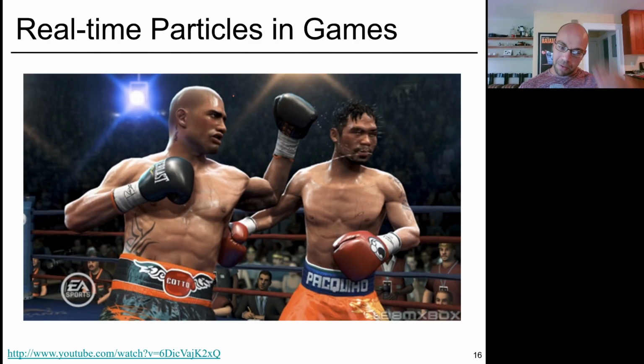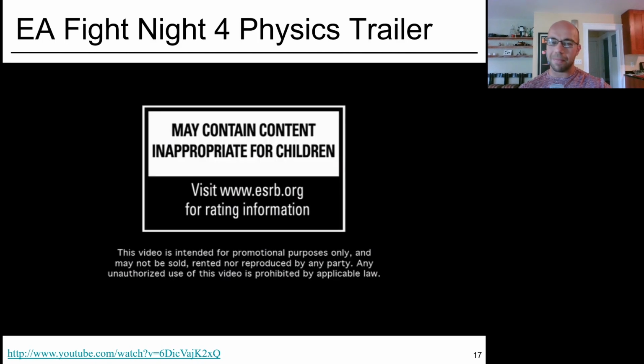Particles are used all over the place in video games. For instance, I think one of the more obvious places where you see them is in boxing games. You hit the character and fluid comes out of their mouth and so on, a little gratuitously if you ask me. But you can see the particles in the particle system, for example, in this EA game. So let's watch a tiny bit of their trailer. I'll turn down my volume.